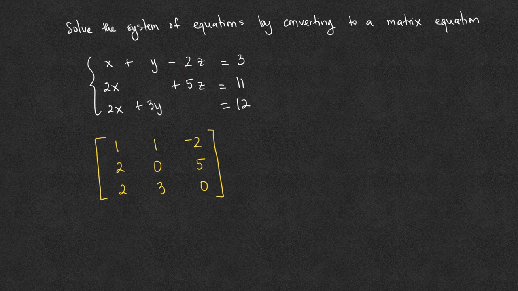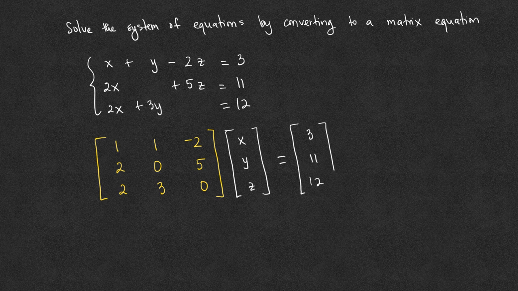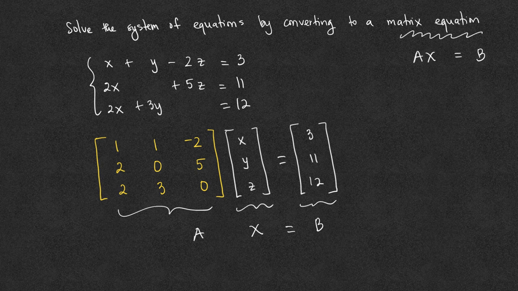The variable matrix is the matrix with the entries x, y, z. These are the variables. Equals the constant matrix 3, 11, 12. We call the coefficient matrix A, the variable matrix X, and the constant matrix B. This is AX equals B, a matrix equation.